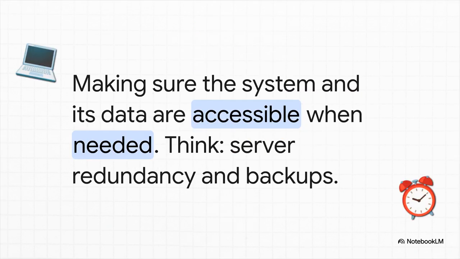I mean, think about it. What's the point of having perfectly secret, perfectly accurate data if you can't even get to it when you need it? And that brings us to our third and final pillar, availability. It sounds simple, but it's so critical. It just means the system and your data have to be accessible when you need them. This is why companies spend so much money on things like backups and redundant servers. It's all to make sure the lights stay on, so to speak.